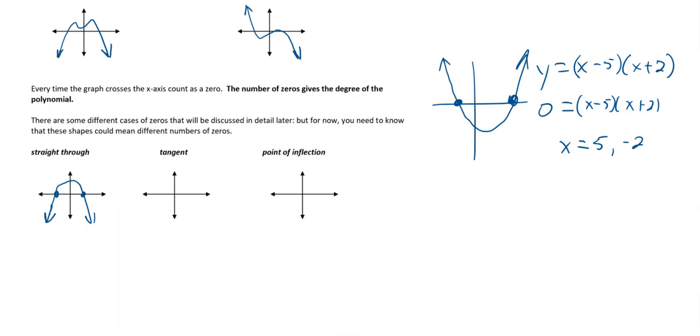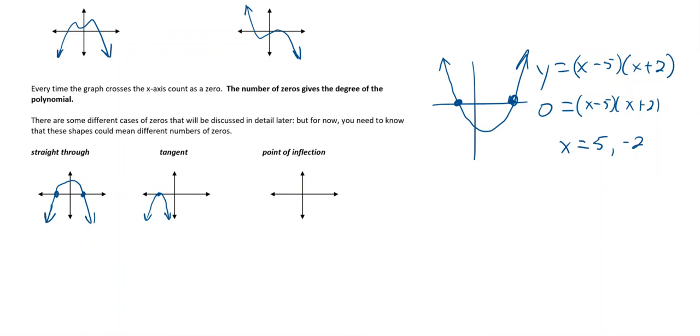It could also just not pass through at all, right? You might have no zeros on that thing. It might pass through below. Or there was a situation when we did the quadratic equation too, where you only ended up with one solution. And that was the same as just touching the x-axis.